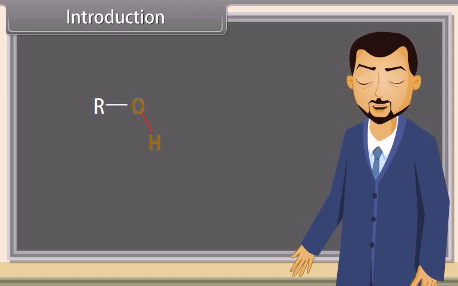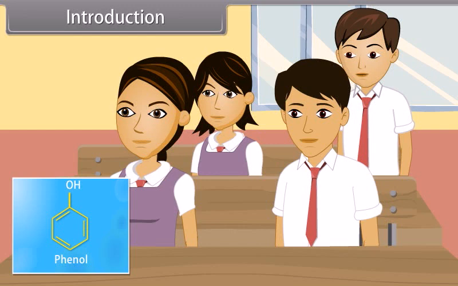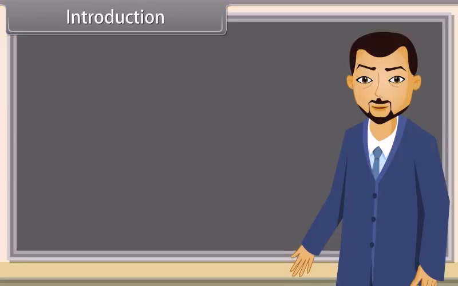Now, can anybody tell me what is phenol? Yes, teacher. Phenol is an organic compound where one hydrogen attached to a benzene ring is replaced by a hydroxyl group. Very good, Sunil. In this lesson, we will learn about alcohols, phenols, and ethers.